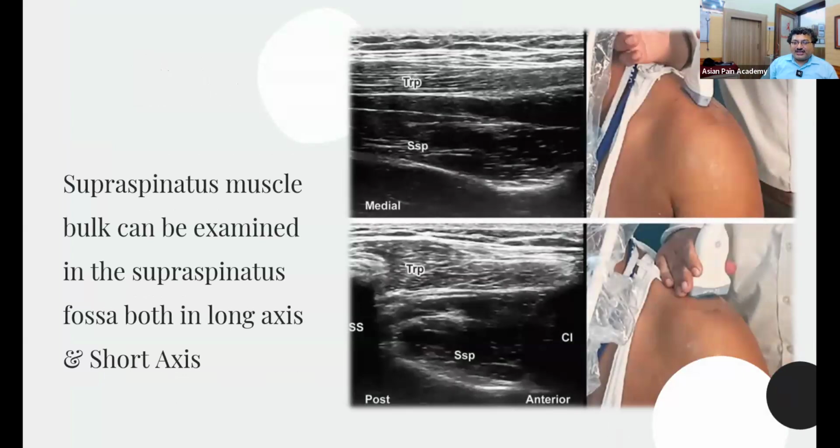Let's come to the supraspinatus muscle. So here is the supraspinatus fossa, and we have the muscle. The topmost muscle here is the trapezius, and below the trapezius we have the supraspinatus. And there is the supraspinatus tendon that continues towards the lateral side, going towards the greater tuberosity. Now we have to examine the supraspinatus both in the longitudinal view or the long axis view and in the short axis view, so that we can see these muscle fibers and the tendons clearly.